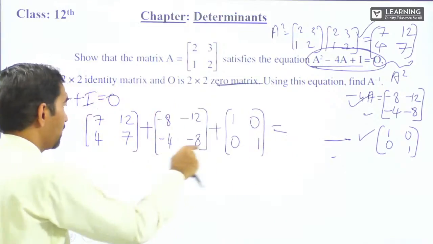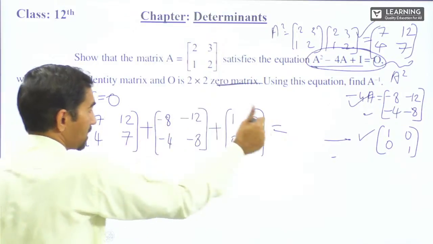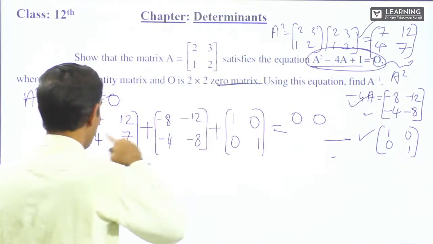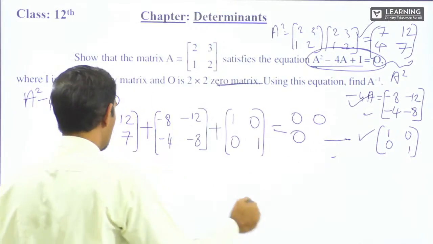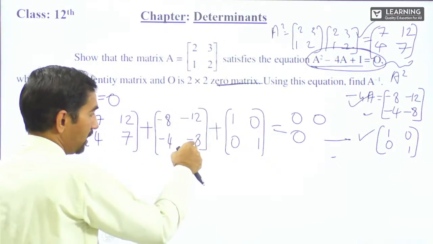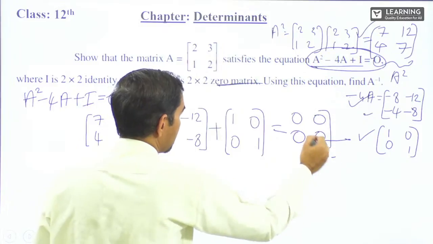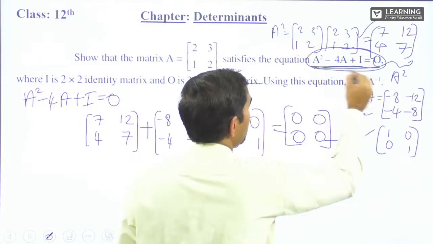Now add all the corresponding elements. 7 plus of minus 8 is minus 1. Minus 1 plus 1 is 0. 12 minus 12, 0. 4 plus of minus 4 is 0. 7 minus 8 is minus 1. Minus 1 plus 1 is 0 again. So what we have proved now, this equation we have proved.